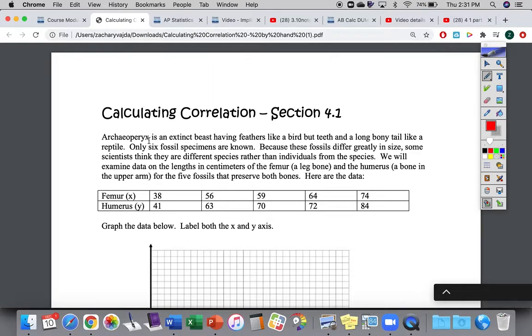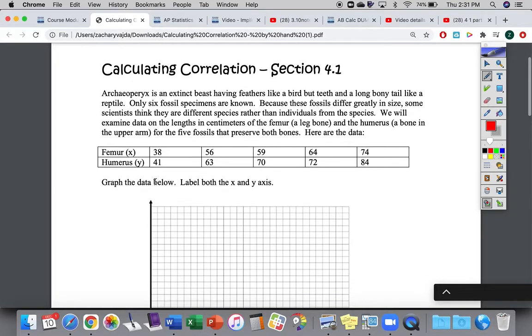So that word, Archaeopteryx, is an extinct beast having feathers like a bird, but teeth and a long bony tail like a reptile. Only 6 fossil specimens are known. Because the fossils differ greatly in size, some scientists think that they are different species rather than just one species.